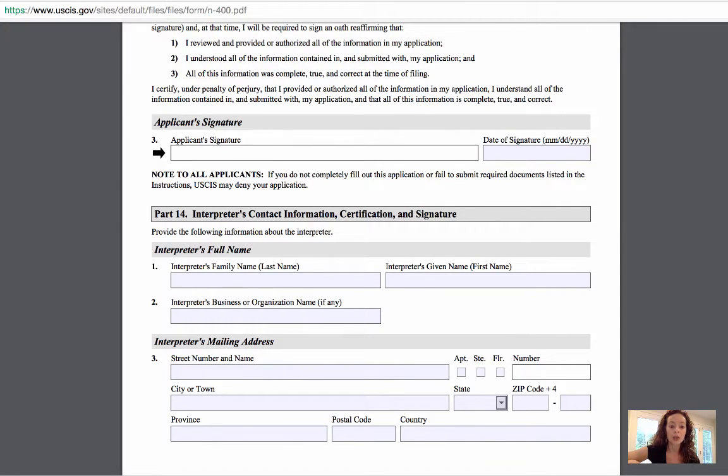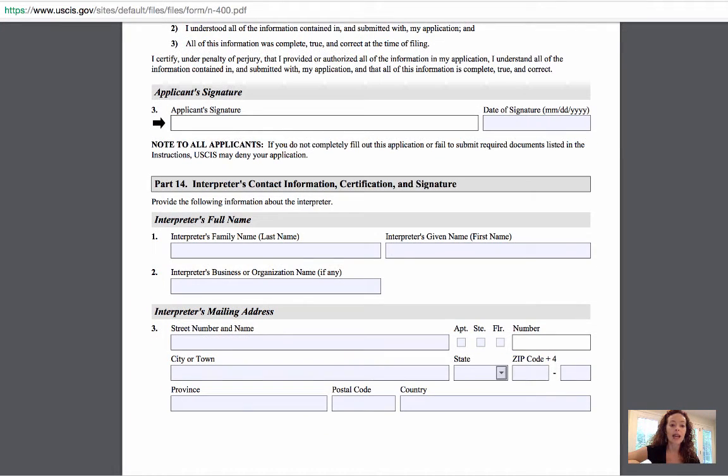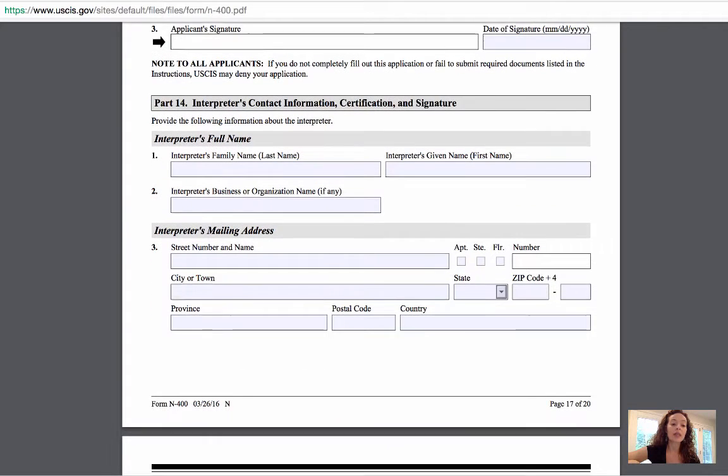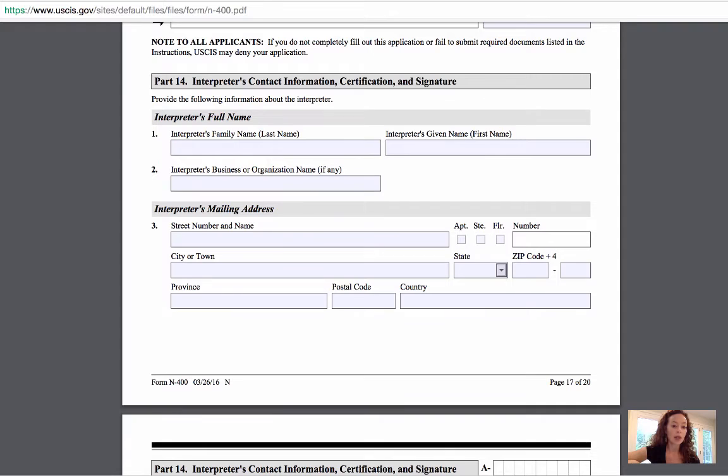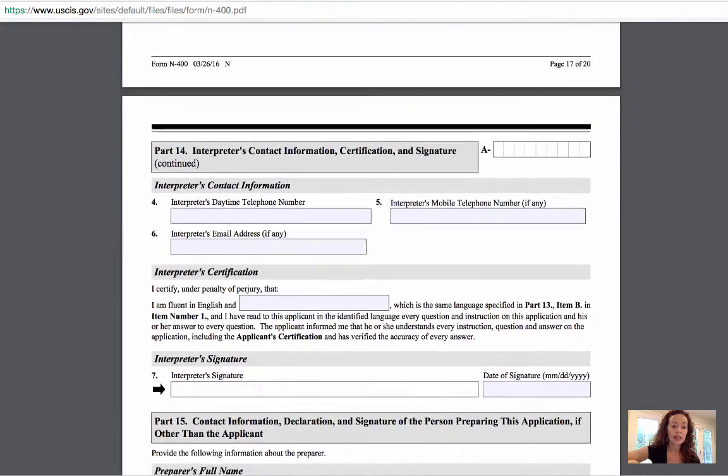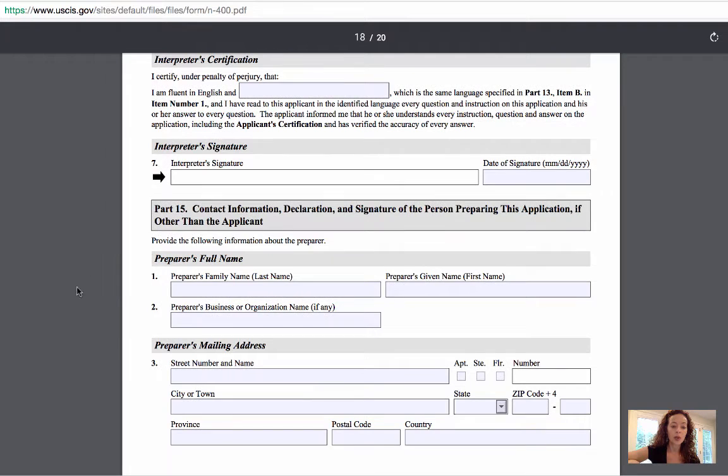This is if you used an interpreter. If you didn't, go ahead and write NA in that area right there. Okay, for part 14, numbers 1 through 7, if you used anyone as an interpreter to read the instructions and questions on this application to you in a language in which you are fluent, the interpreter must fill out this section. Provide his or her name, the name and address of his or her business or organization, if any, his or her daytime telephone number, his or her mobile telephone number, if any, and his or her email address, if any. The interpreter must sign and date the application. Okay, again, an original signature here, please. All right. Okay, you can see right here where you put your signatures.